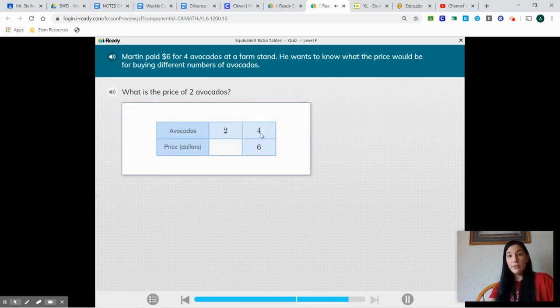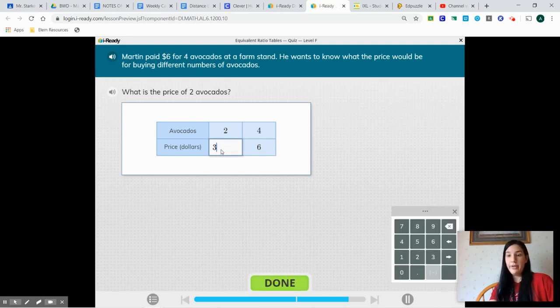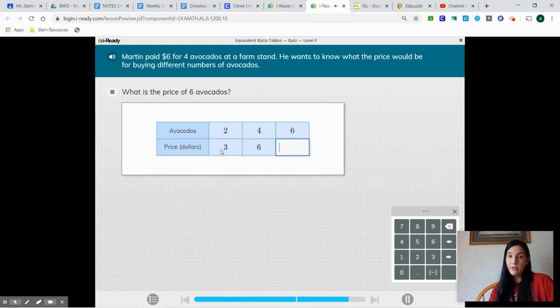So here we're reducing. So 4 divided by 2 gives us 2. So 6 divided by 2 will give us 3. So we know that 2 avocados cost $3.